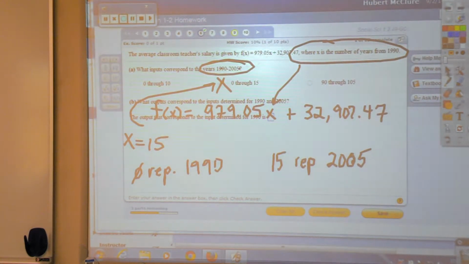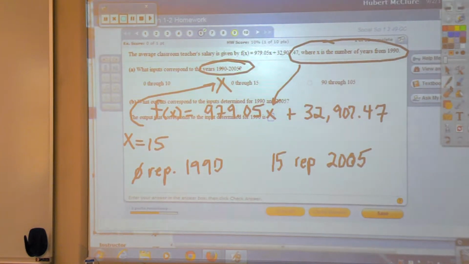So let's plug in 0. That's simple. What would you get? 32,907.47. Okay, so that's your base salary right there. In other words, if you come in right out of college, you would get $33,000 a year.